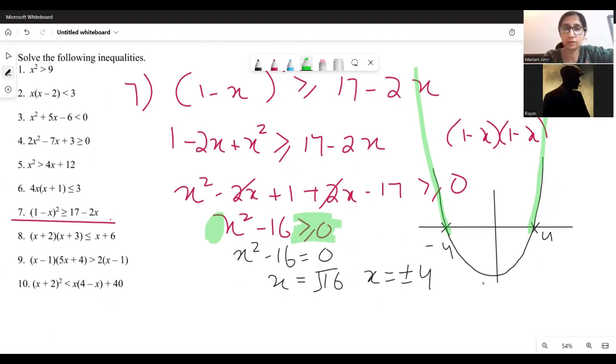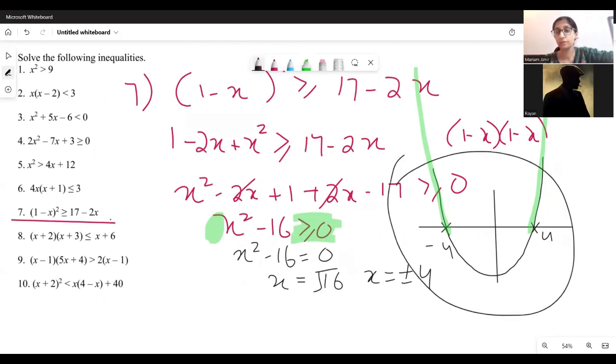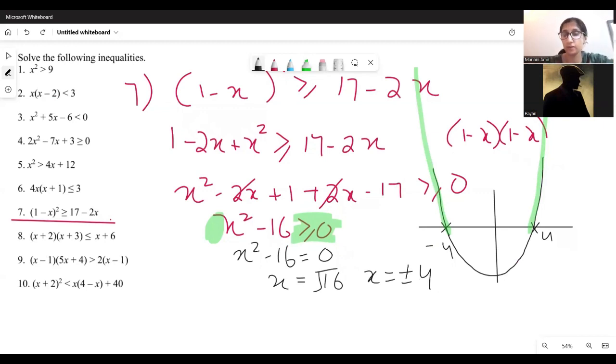No, no, look from the graph. When the graph is becoming bigger than 0, that is above the x-axis, where are the values of x going? Here the graph is becoming bigger than 0. One second, let me just show it to you. Where is the graph bigger than 0? It's bigger than 0 here.